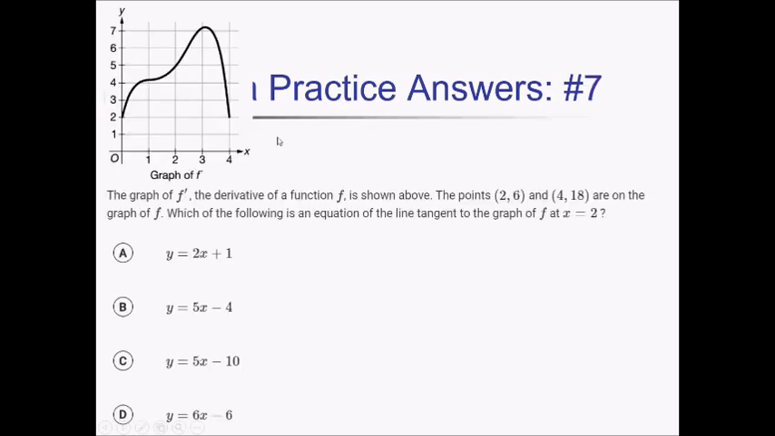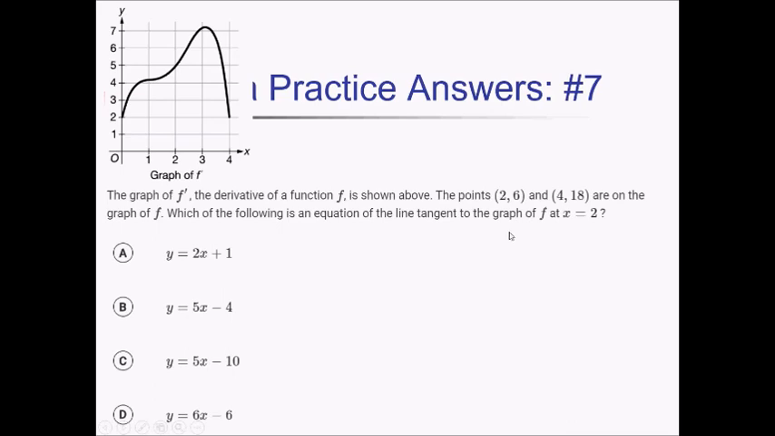On this problem, they're giving us the graph of f prime, which is the derivative of a graph of f that they're not showing us. They're also telling us the points (2, 6) and (4, 18) are on the original graph of f. So based off of that, which of these is the equation of the tangent line for the graph of f at x equals 2? So to get a tangent line equation, we need a point and a slope, and then we can plug it into the point slope formula.